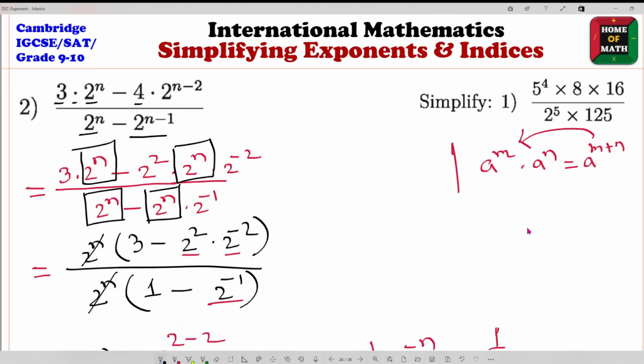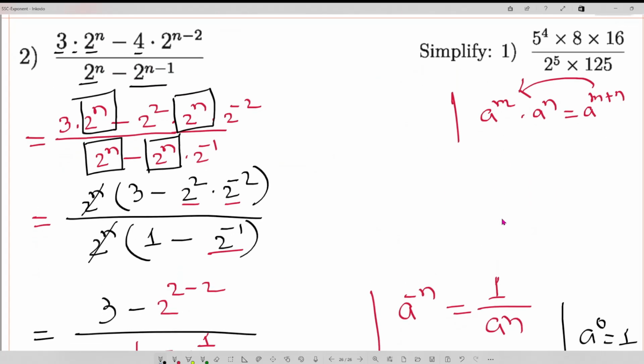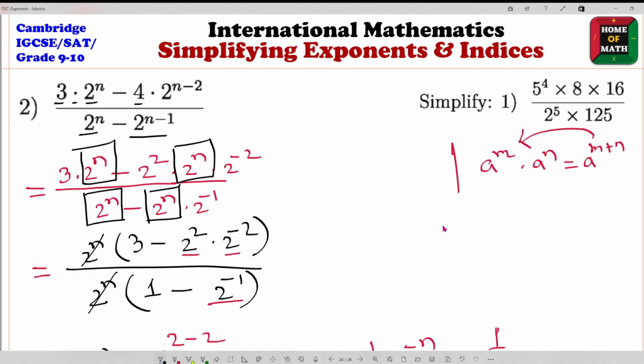Very simple. Okay, so I hope it's clear. We are trying to simplify these two exponent problems, which are very important for grade 9, 10, IGCSE and SAT examinations.